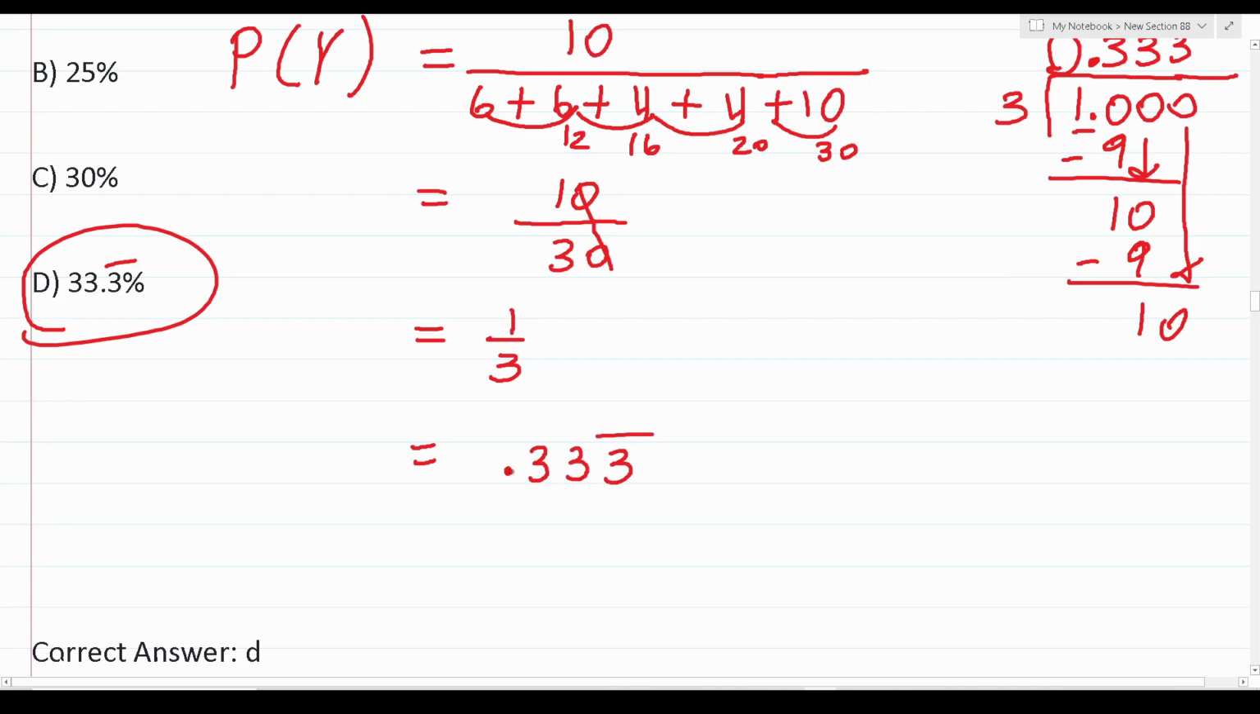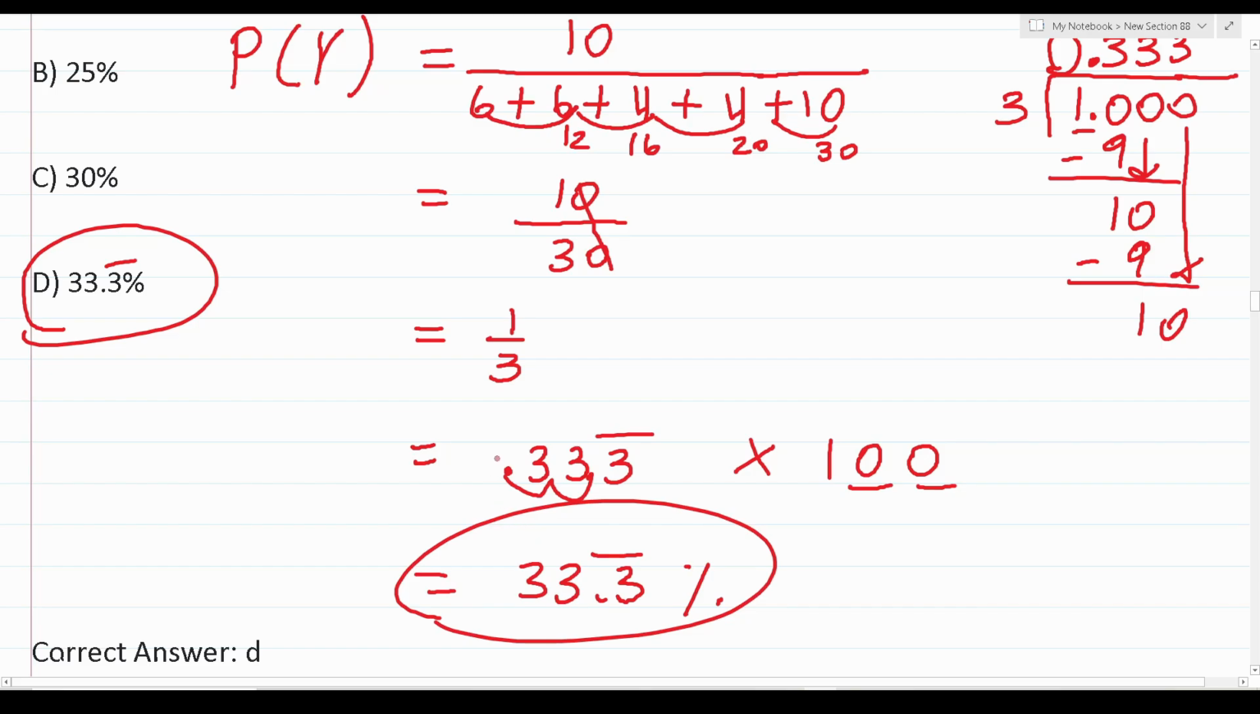And to convert a decimal into a percent, you simply multiply it by 100, which prompts you just to shift this decimal to the right according to how many zeros there are in 100. In 100, there's 2 zeros. So this becomes 1, 2, which is 33.3%. Repeat it.